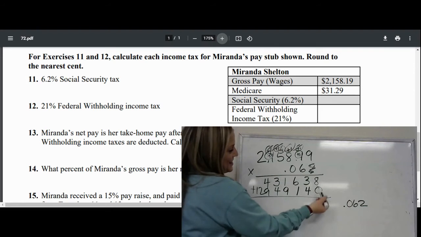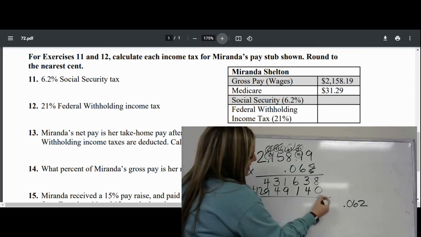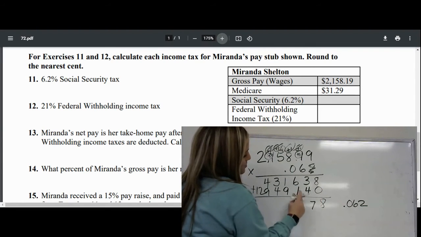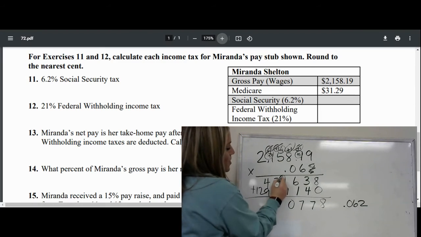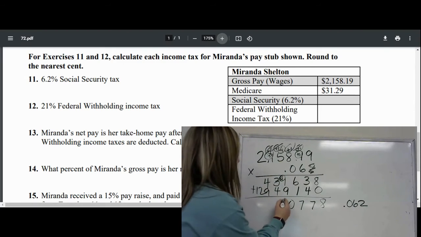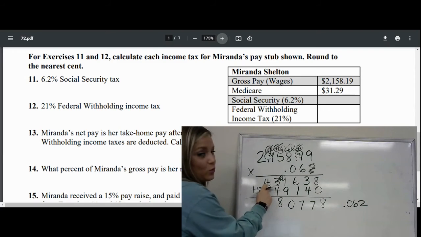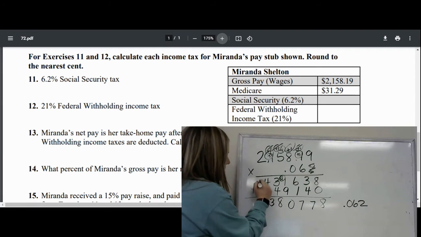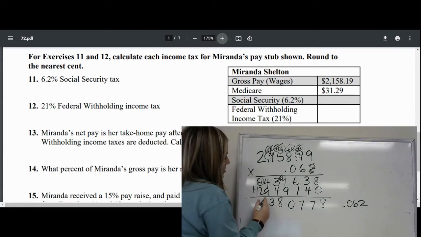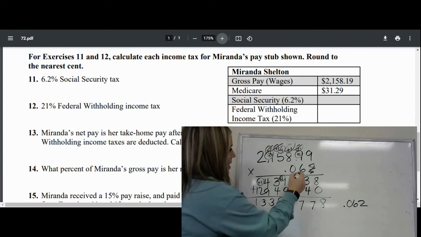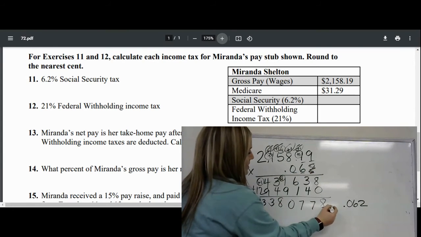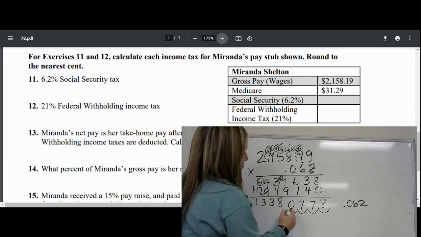All right, so let's add this up. 8 plus 0 is 8. 3 plus 4 is 7. 6 plus 1 is 7. 1 plus 9 is 10. 0 can stay. 1 has to go. 1 and 3 is 4. 4 plus 4 is 8. 9 plus 4 is 13. 3 can stay. 1 has to go. 1 plus 2 is 3 and 1. And we have 1, 2, 3, 4, 5 decimal places.